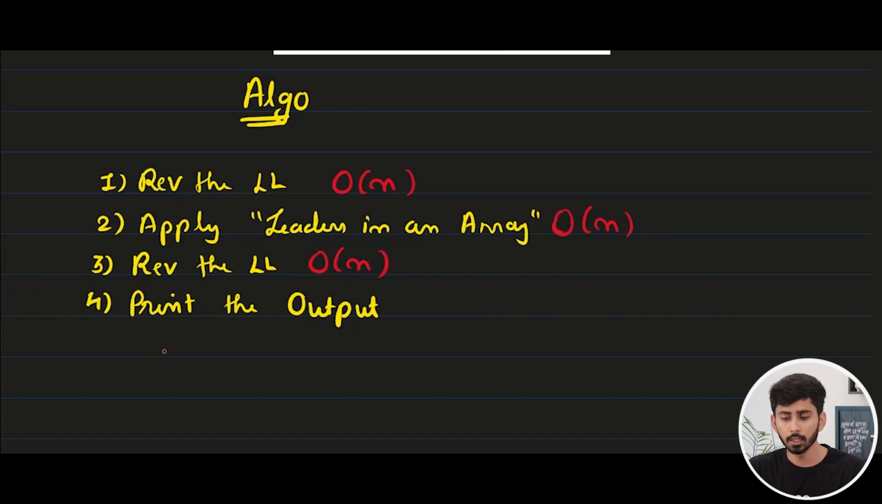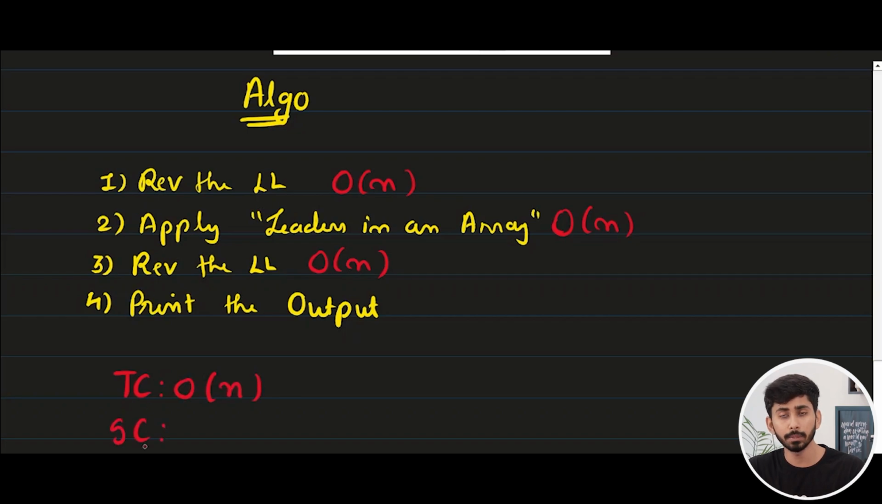It will be constant, right? So the overall time complexity of this approach comes out to be 3n, or you can call it order of n. And what about the space complexity? The space complexity is constant over here. So this is your time and space complexity for this one.